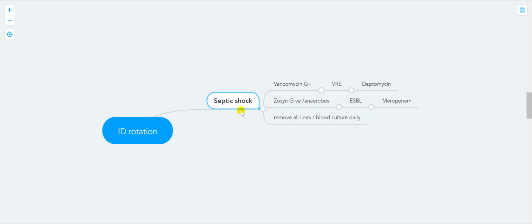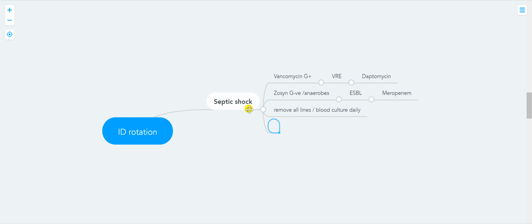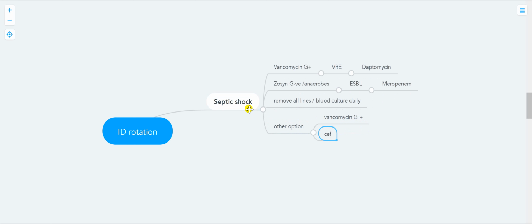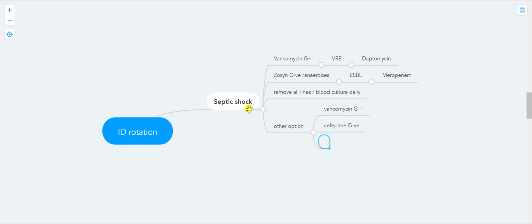The other antibiotics that we can use to cover, so we said gram-positive, we can add another antibiotic, other options. We can use vancomycin for gram-positive, and we can use cefepime for gram-negative, and we can use metronidazole for anaerobes. So this is another option. So cefepime plus metronidazole equals Zosyn.